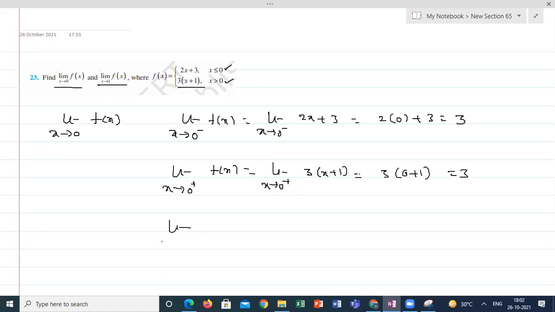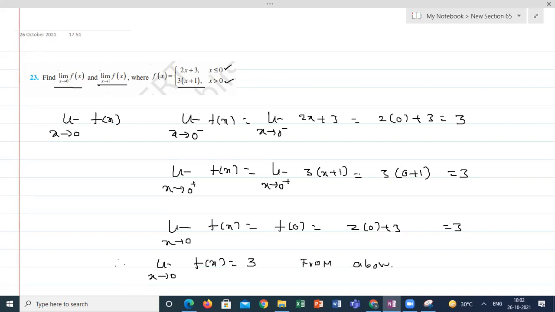And f(0), if x is equal to 0, f(0) can be written as 2 times 0 plus 3, the answer is 3. So the limit as x tends to 0 of f(x) is equal to 3 from above. The existence of the limit is verified.